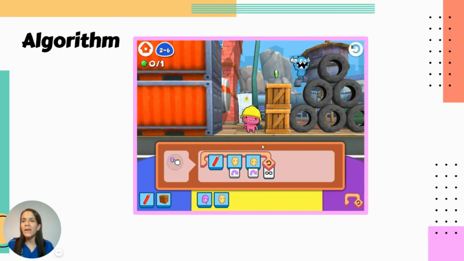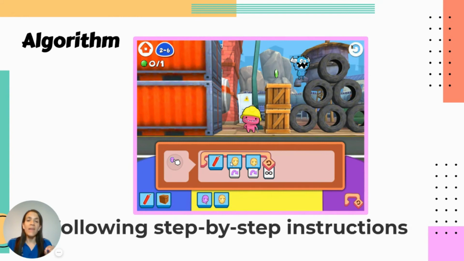And then the last one is the algorithm. Remember last year that we worked with CodeSpark and how we gave instructions to the characters so they could accomplish a task? Well, algorithms are step-by-step instructions. That's another way that you could use to solve a problem, following step by step and identifying each part of the problem. So at the end, you can create a solution.